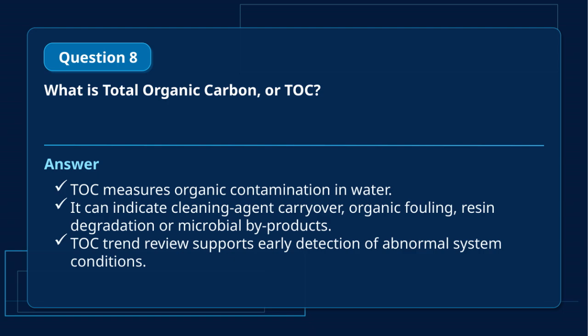TOC is a crucial measurement that tells us about the level of organic contamination in water. This includes anything from leftover cleaning agents to organic fouling, resin breakdown, or even byproducts from microbial activity. Monitoring TOC trends is especially important because it helps us catch any unusual changes in the system early on, allowing for timely intervention before issues escalate. So, understanding TOC gives us valuable insight into the overall health and cleanliness of the water system.